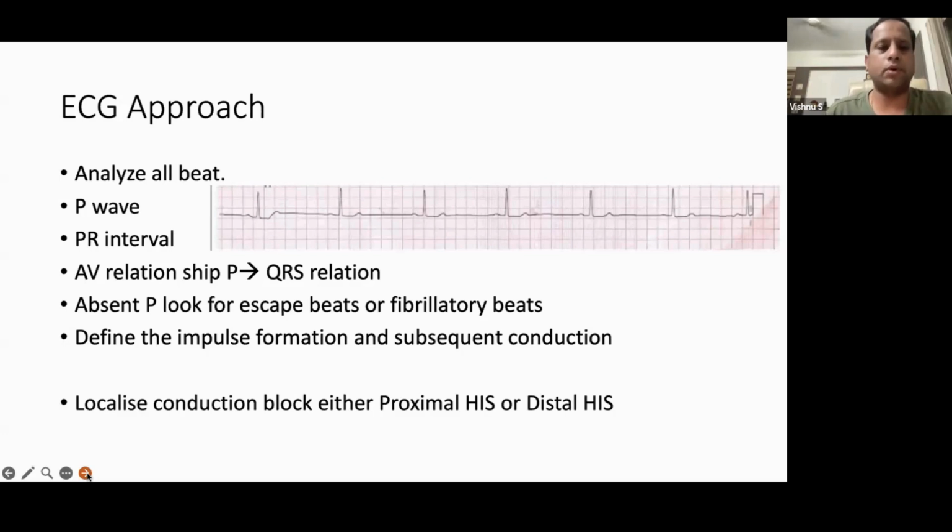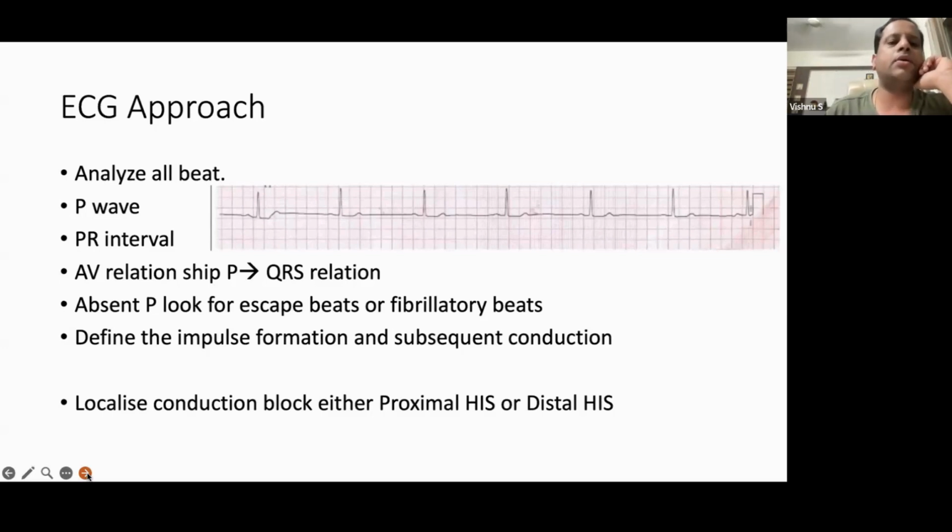Axis of the P wave is also important. Morphology: a normal P wave will be positive in 1 and 2, and negative in AVR. The normal P wave axis is around 0 to 70, 70 to 75. When the SA node fires, the P wave axis should be normal. It is positive in 1 and 2, and negative in AVR.